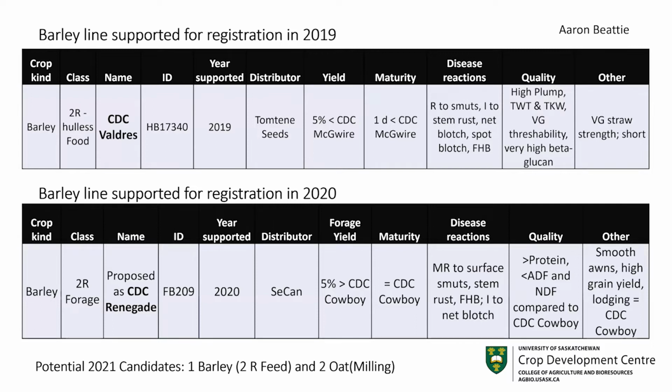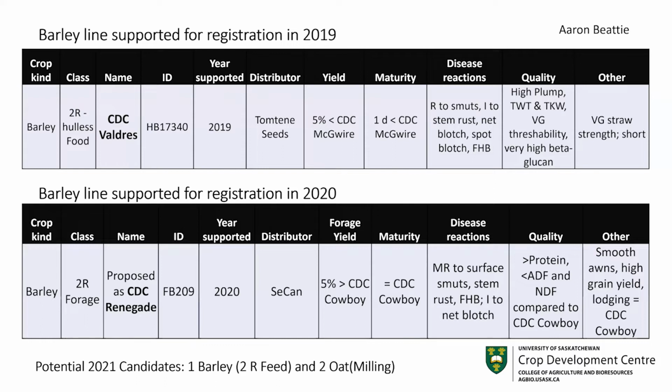So in 2019, one variety was released under the ID HB17340, and it was named CDC Valdres. This is a hulless food barley. This variety is distributed by Tomtin Seeds. Okay, the check for this is CDC McGwire.